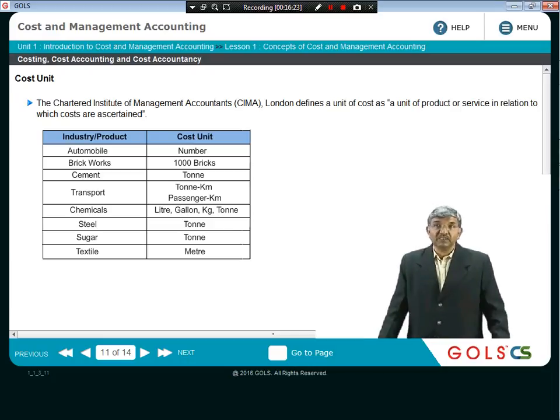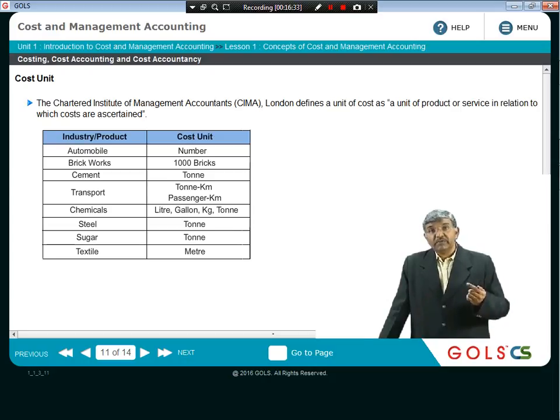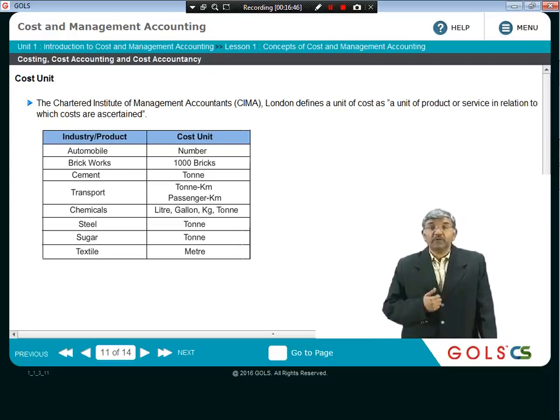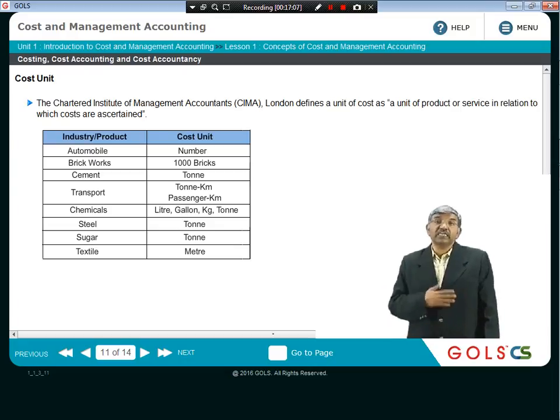In the case of the automobile industry, as I told you, a number will be a cost unit. In brick works, brick manufacturing, normally it will not be considered per brick, but the cost of 1000 bricks will be calculated. In the case of the cement manufacturing industry, a ton cost will be decided. In the case of the transport industry, no manufacturing but service is provided. If the service is transportation of goods, then you have to consider the ton kilometer cost, how much is the cost per ton kilometer? And if the transport industry is related to the transportation of passengers, then for one passenger kilometer, how much you have to charge, or how much cost you are incurring, that you have to calculate.